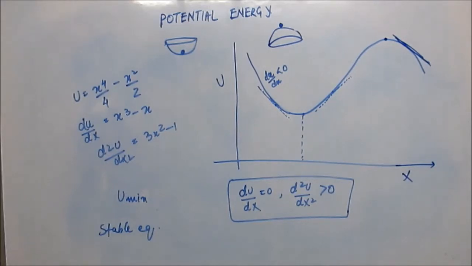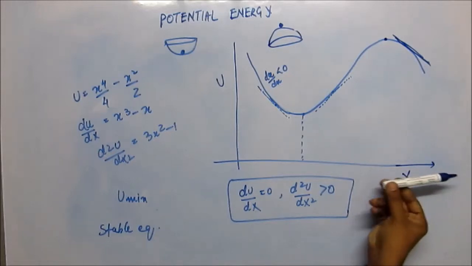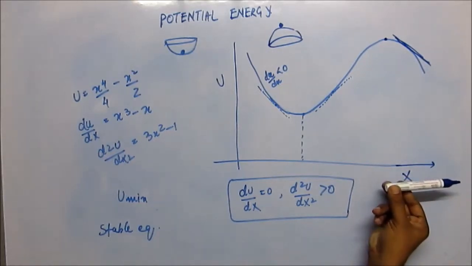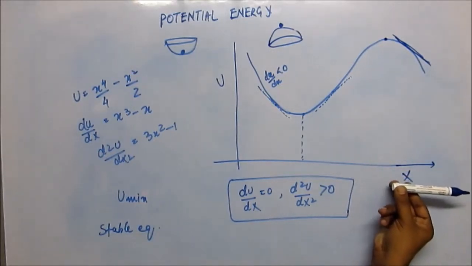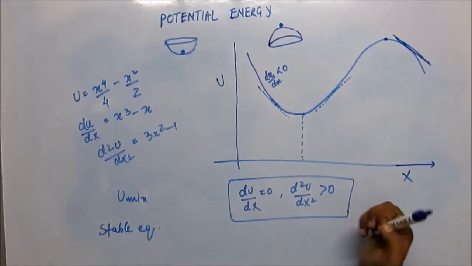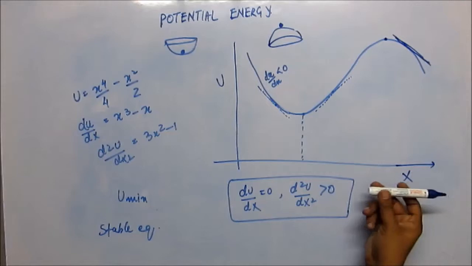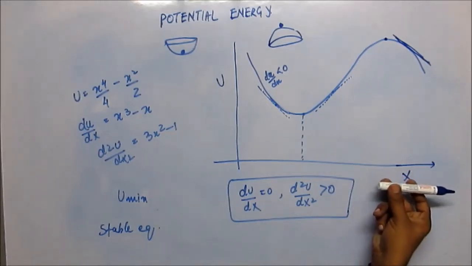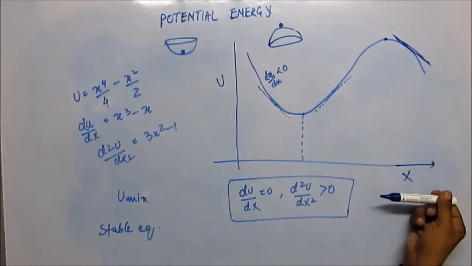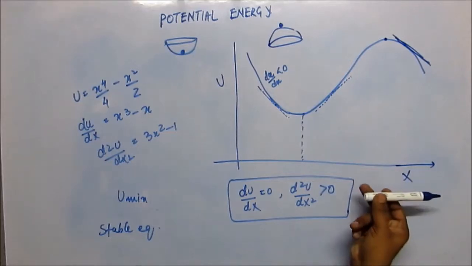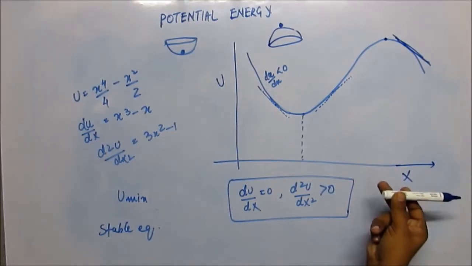The slope of the tangent is negative. dU by dx is negative. That means the force is positive. So force would be acting in this direction, the same direction in which the displacement has occurred. Now that force is going to drag that ball further in the same direction in which it had initial displacement. It is not going to bring it back towards equilibrium because force is in the direction of displacement.